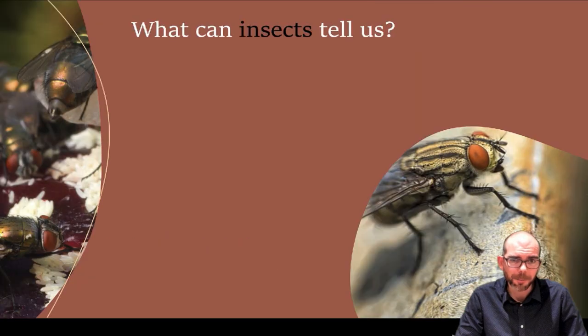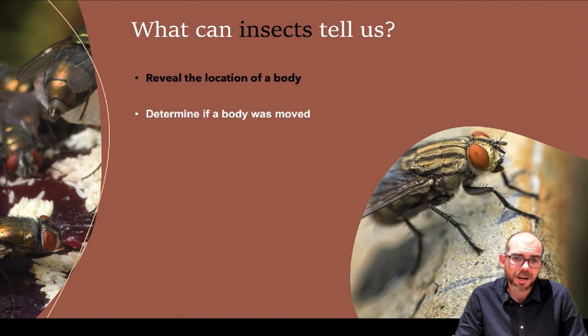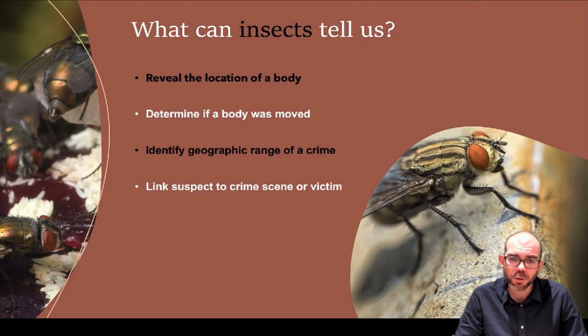Let's find out how. What can insects tell us when analyzing a crime scene, particularly when a body is discovered in an outdoor environment? Well, quite a lot. It can reveal the location of a body if I see insects going towards it. It can determine if a body was moved based on what kind of insects I find and how long they are into their development. It can identify the geographic range of a crime, as insects are specific to certain regions of the world. It can link a suspect to a crime scene or to a victim based on insect materials that may have been passed along.